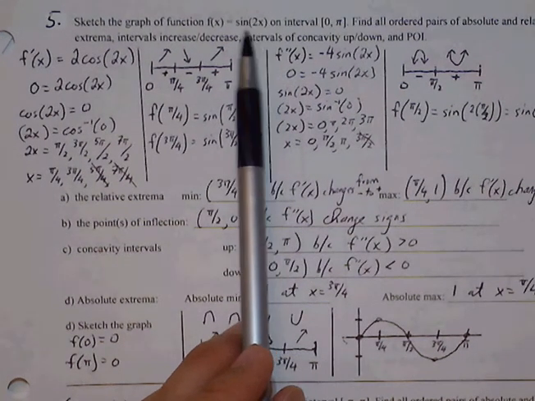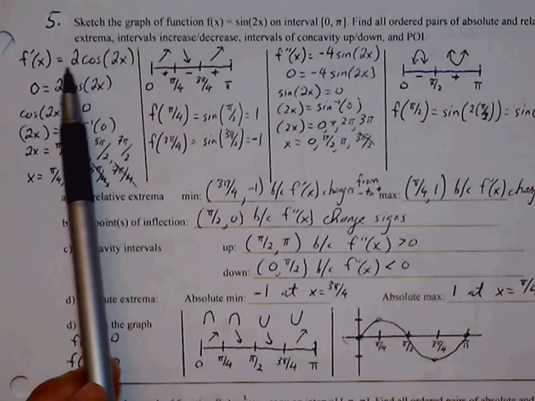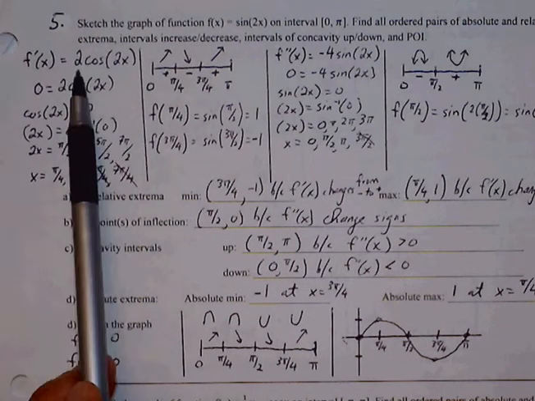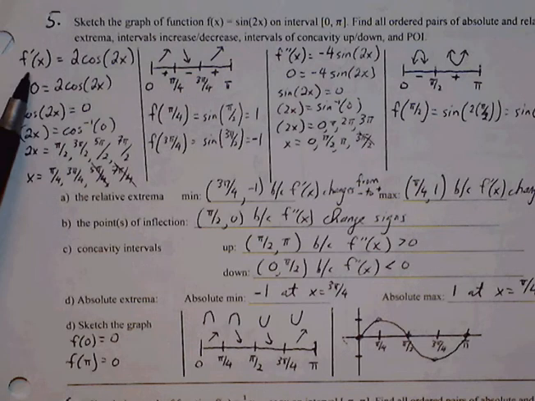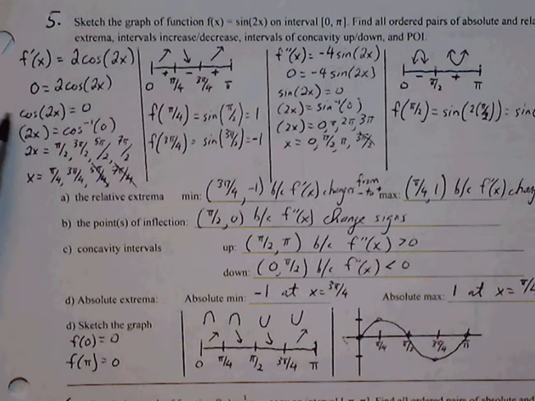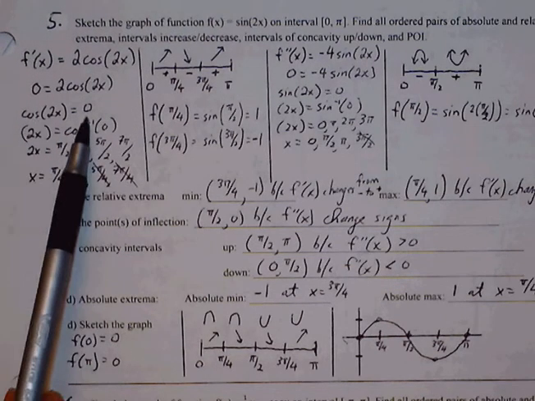So a derivative is simply going to be cosine of u times u prime. So cosine of 2x times 2. So we set the derivative equal to 0. Divide both sides by 2. I'm going to switch it to the other side here. Take the inverse cosine of 0.